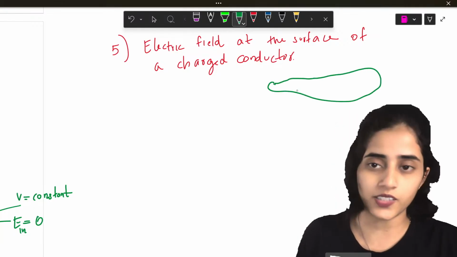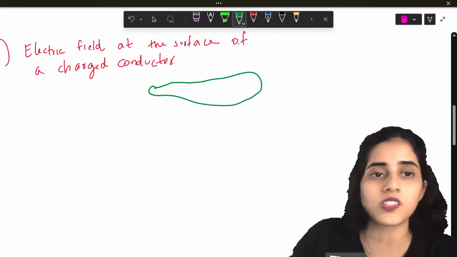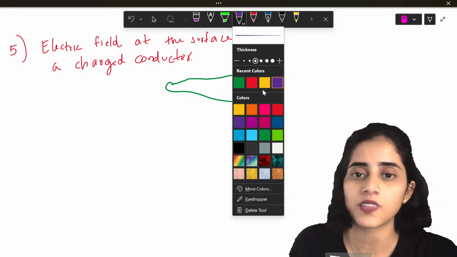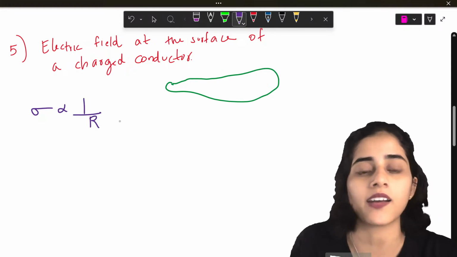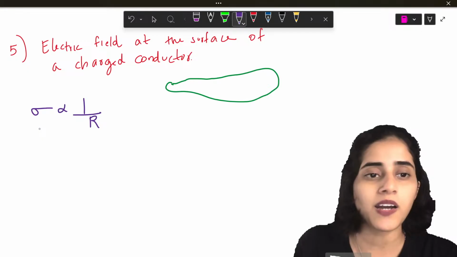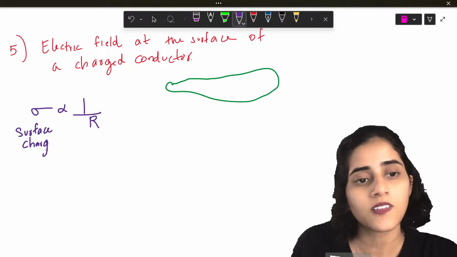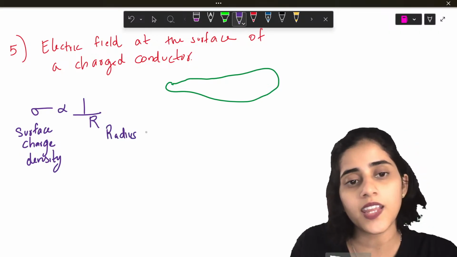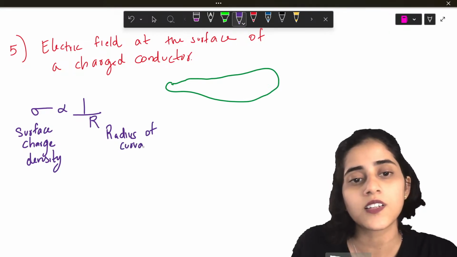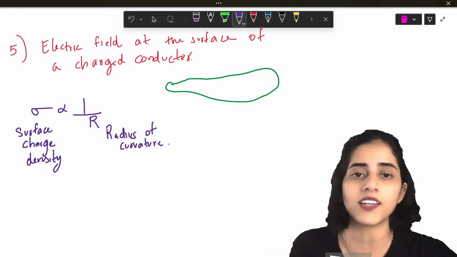Let's say there's a conductor that looks something like this. This conductor obeys a rule. What is the rule? Sigma is proportional to 1 by r. Now what is sigma? What is r? Sigma is the surface charge density and r is the radius of curvature.